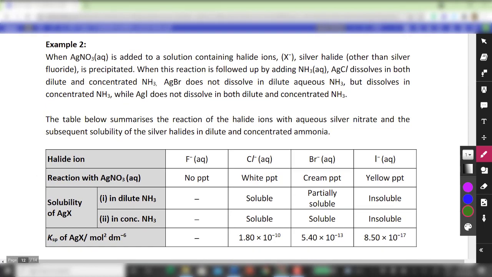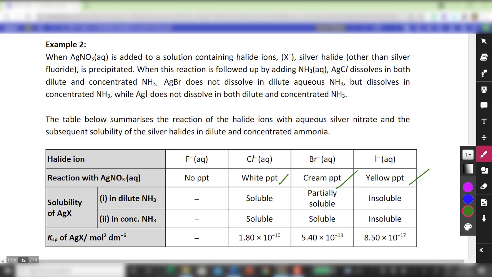Then, okay, so we have example 2. When I add silver nitrate to a solution containing halide, I will first form a precipitate of silver chloride, if I have chloride. Then silver bromide, which is cream, and then silver iodide. Then if I introduce aqueous ammonia, what's going to happen? Silver chloride will actually dissolve in excess aqueous ammonia to give a colorless solution, and you should be able at this stage to predict that maybe it is due to the formation of a complex.